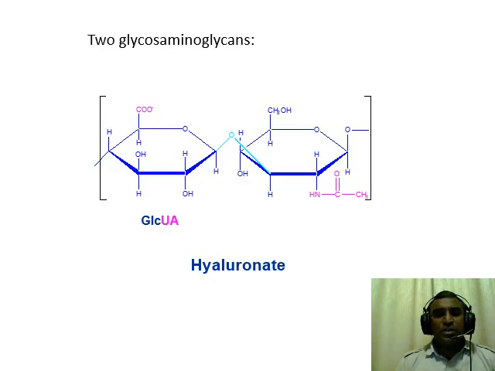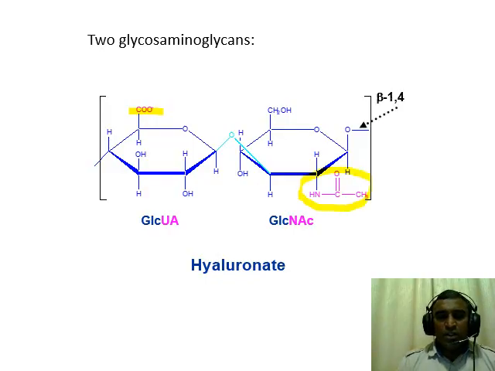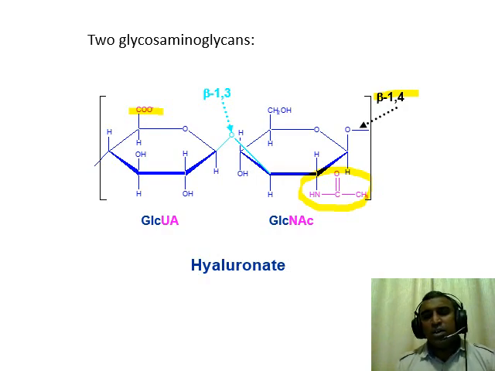Here given hyaluronate, it is made up of glucuronic acid because of the carboxylic group. Then you have N-acetylglucosamine group because of this. And within the repeats, it's done by beta 1,4 glycosidic bond, and between the sugar derivative, it is beta 1,3 glycosidic bond.